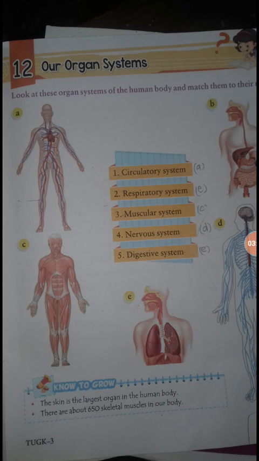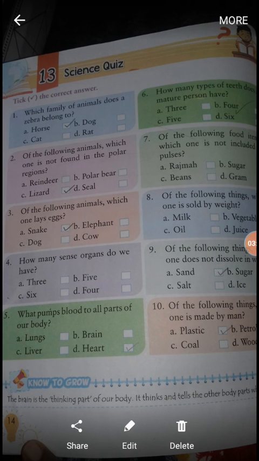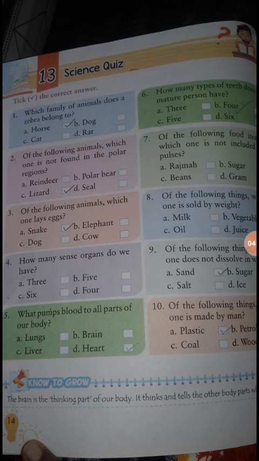Now coming to the 13th chapter, this is a science quiz. So you have to take one answer out of the 4, for 1 mark. Like first one, which family of animal does a zebra belong to? Zebra belongs to which of the following families of animal? The right answer is horse. So you have to tick mark the correct answer.